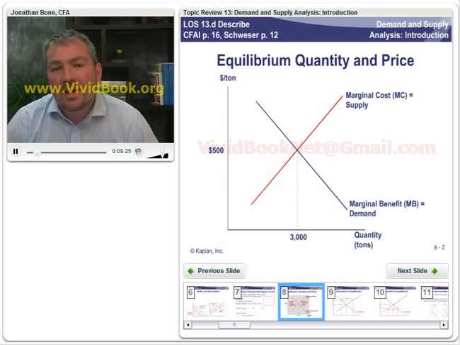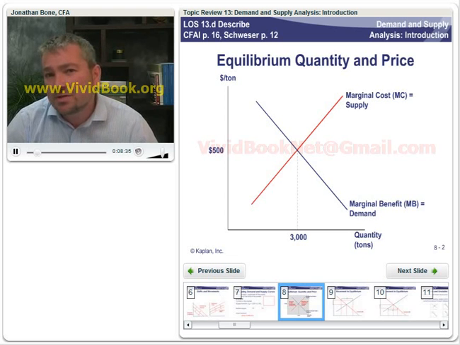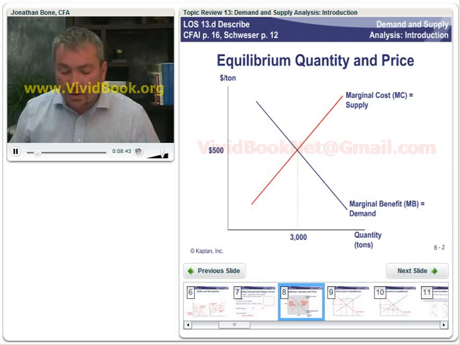Now, what we're going to say essentially is that the market in equilibrium will be where the supply curve, the marginal cost, equals the demand curve, the marginal benefit. In other words, the cost of producing one extra unit should equal the benefit that consumers get from consuming that one extra unit at equilibrium. And the market's going to automatically tend towards equilibrium.